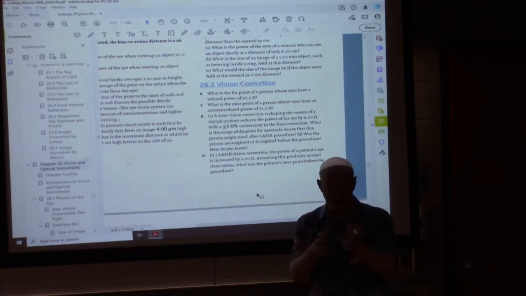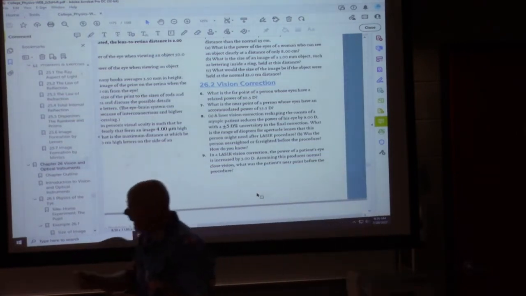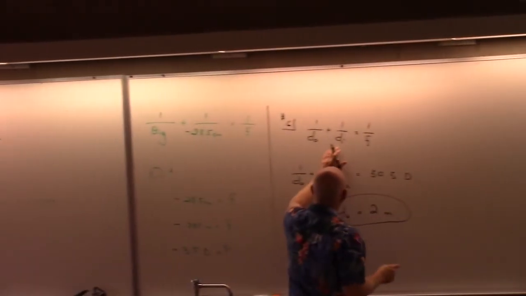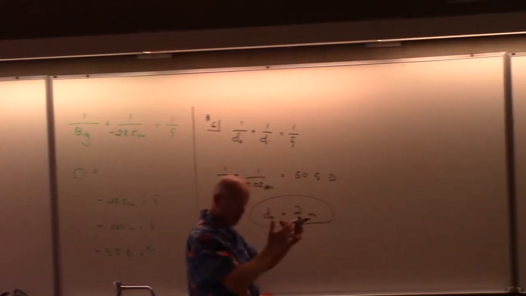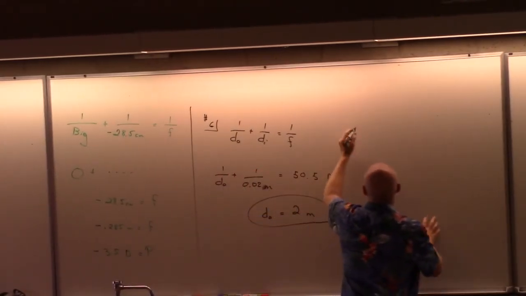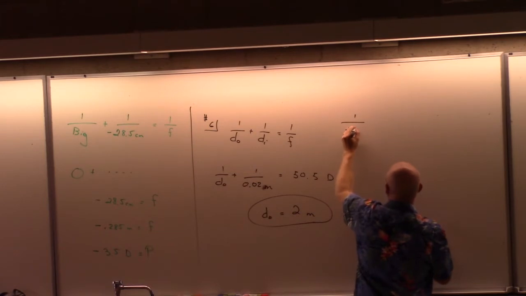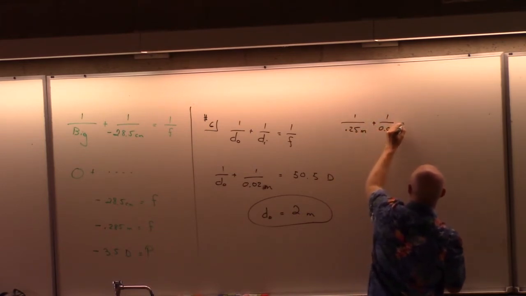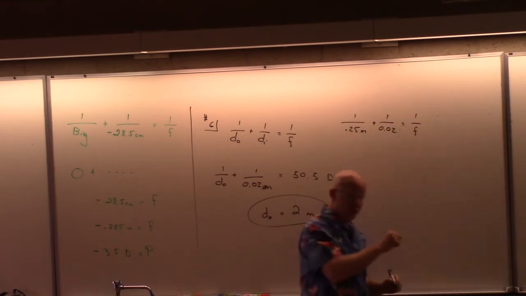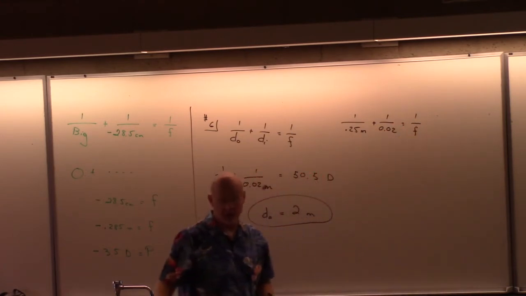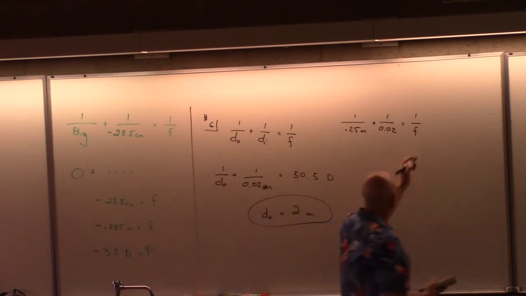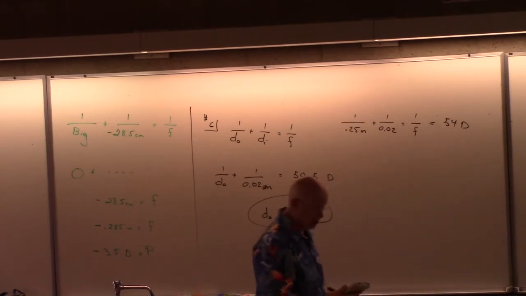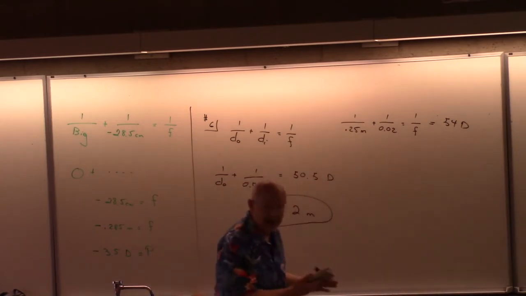Now, maybe we should stop and repeat what we did earlier on. I've erased it, but earlier on we said if somebody has normal vision, you could look at something that is 25 centimeters away and it would form an image on the retina which is 2 centimeters away. That came out to be a power of 54 diopters. So I'm going to use that information.